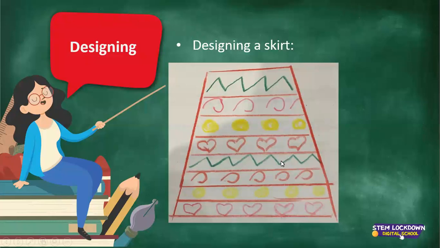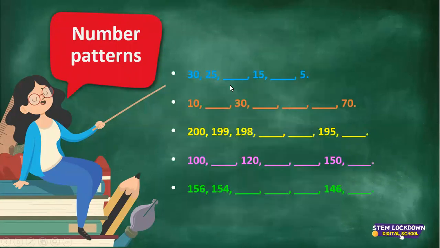Now we get to the number patterns, the numbers. What do we have here? We have a 30 and a 25 and a 15 and a 5.